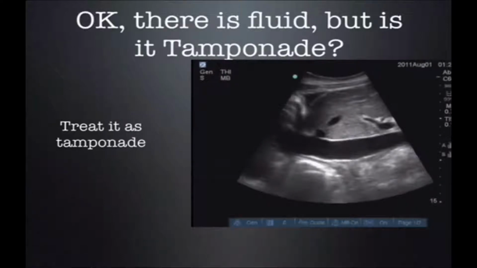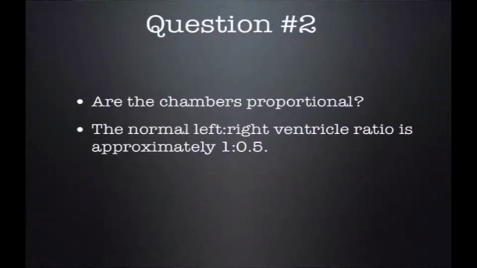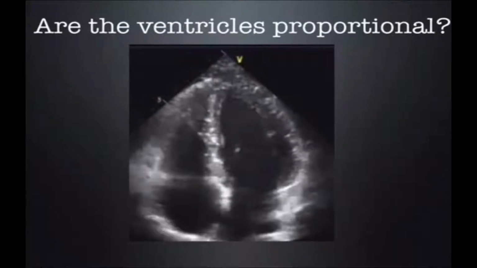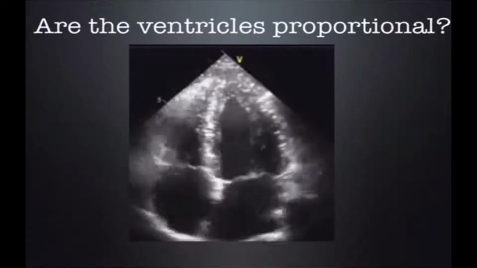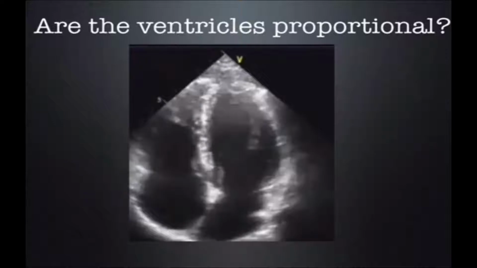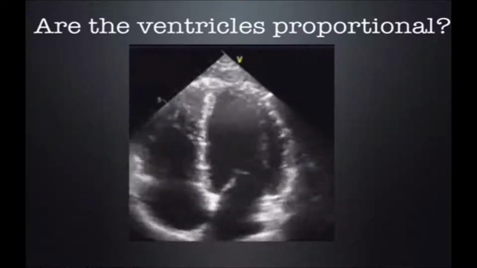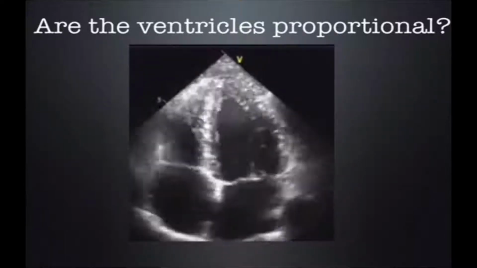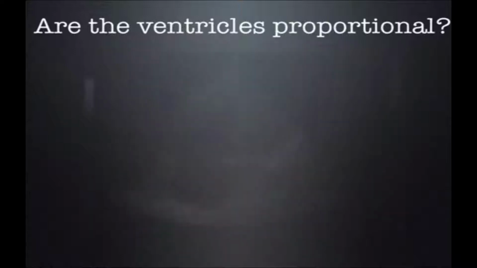We're going to mobilize our consultants or transport services if we're unable to provide that service at our center, and go ahead and treat this patient as pericardial tamponade. So the second question that we're asking is, are the chambers proportional? The normal left to right ventricular ratio is 1 to 0.5. So looking at this image, are the ventricles proportional? Well, the right ventricle looks approximately half the size of the left ventricle, so I would say yes.